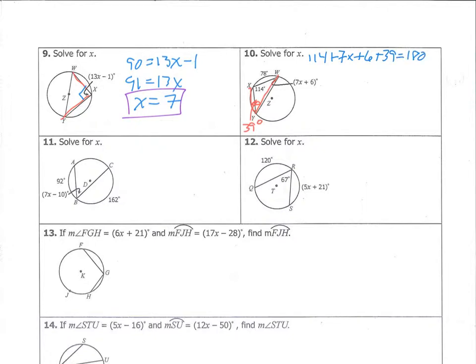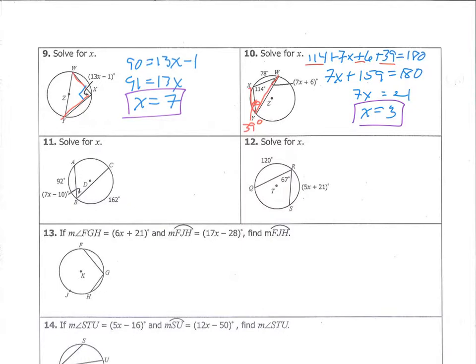So add your constants together. So 114 plus 6 plus 39. So we have 7x plus 159 is equal to 180. Subtract your 159. And you get 7x is equal to 21. So what does x equal? 3. And again, you could check your answer by plugging the 3 back into the expression and adding up all 3 angles and making sure that they do add up to 180.